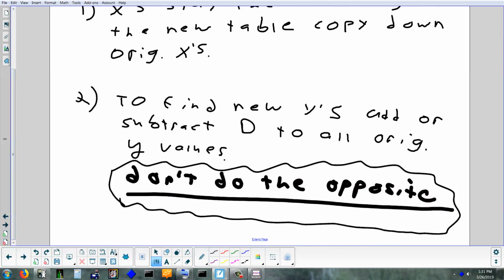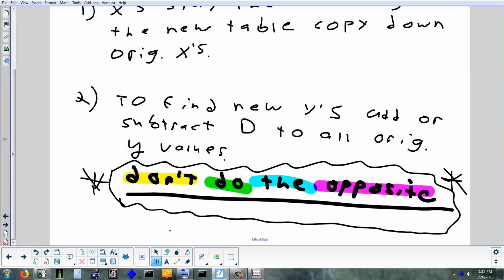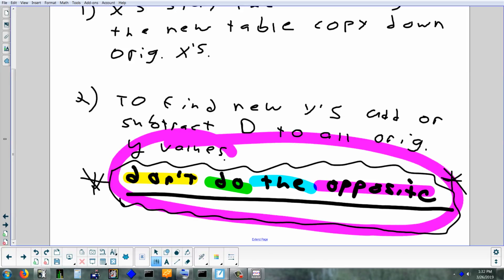Don't do the opposite. People will, I'm telling you. I think they'll do it. Don't do the opposite. I don't know any other way to say it. Do what it says. Do what I wrote. Any questions on that?